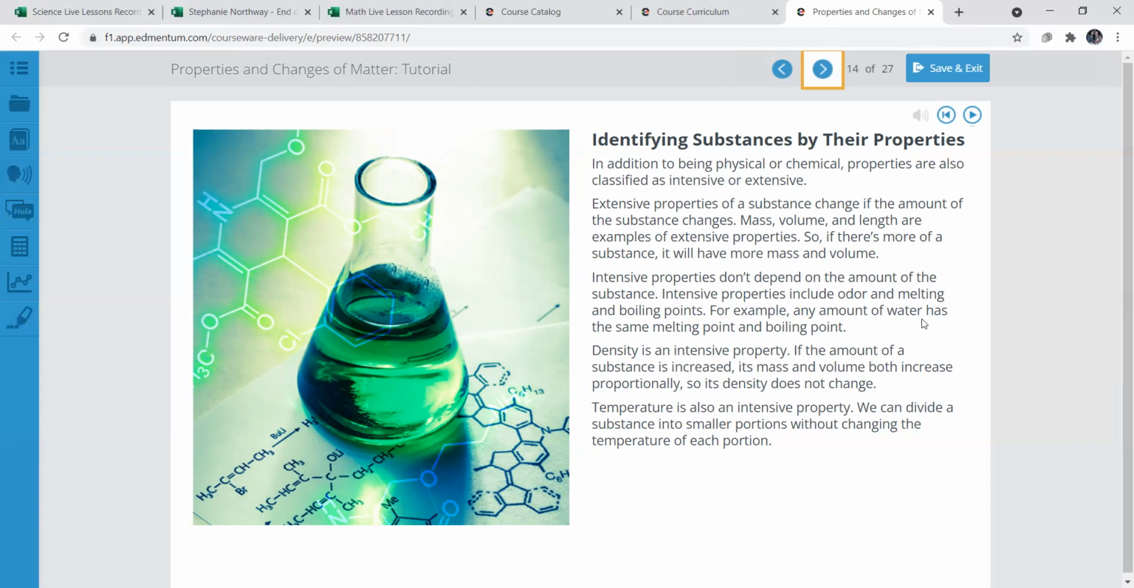Density is an intensive property because if the amount of the substance is increased, its mass and volume both increase proportionately. If the amount of the substance increases, the mass and the volume increase at the same rate. So the density will always remain the same. It doesn't change. Temperature is also an intensive property.